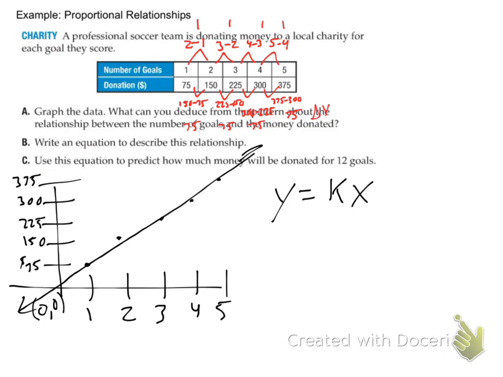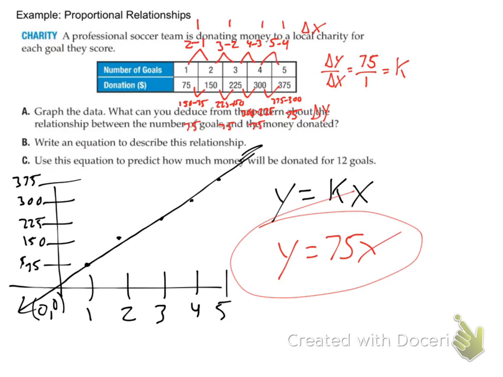Remember, that's delta y. This was delta x, right? So delta y over delta x is equal to? The change in y was 75 over 1, which equaled our k value. So it's 75. So y equals 75x. That's part B. Boom. I got a graph, I got an equation. Can I use this equation now to predict the future?